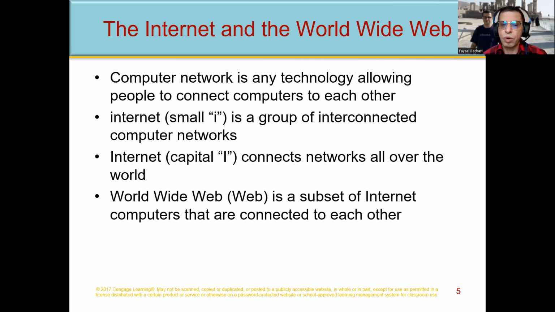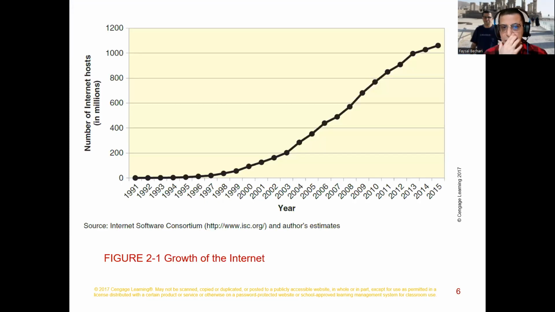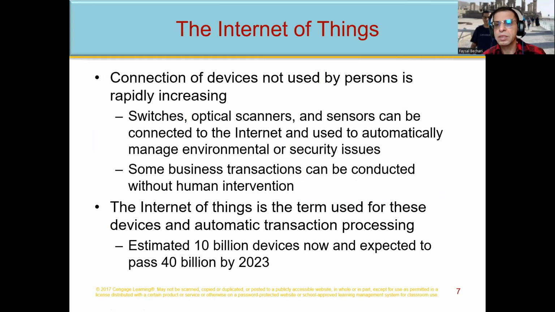There is the World Wide Web, which is a subset of the big I Internet, computers that are connected to each other, with hubs in Japan and the USA. Now, as we see, the number of internet hosts has increased extremely high and keeps growing. Now, there is something called the Internet of Things, or IoT, and it's about the connection of devices not used by a person.